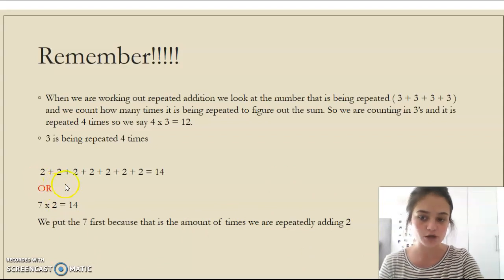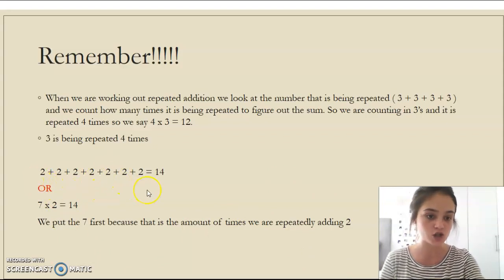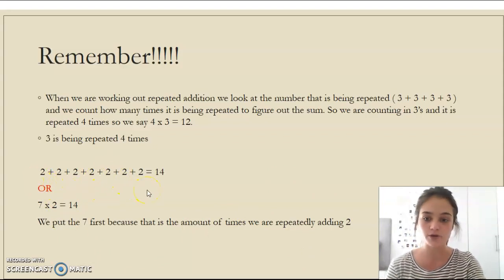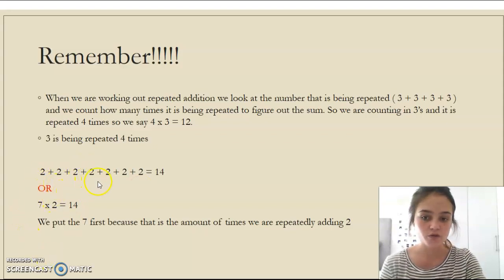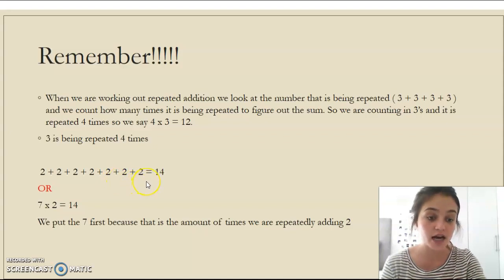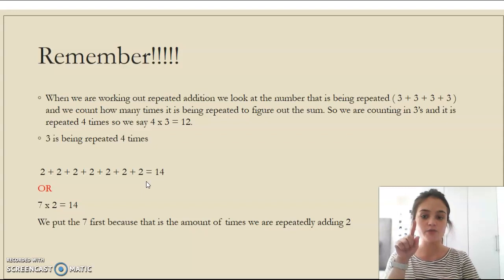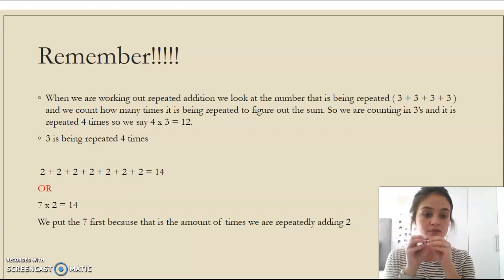Let's have a look at our other example that I have here. I have 2 plus 2 plus 2 plus 2 plus 2 plus 2 plus 2. Now Miss Smith sounds like a broken record. So let's have a look at an easier way. Instead of going 2 plus 2 plus 2 and sounding a little bit crazy, how can we make this easy? So let's count 1, 2, 3, 4, 5, 6, 7 times that our 2's are being repeated. So we put our 7 and we say our 2's are being repeated 7 times.